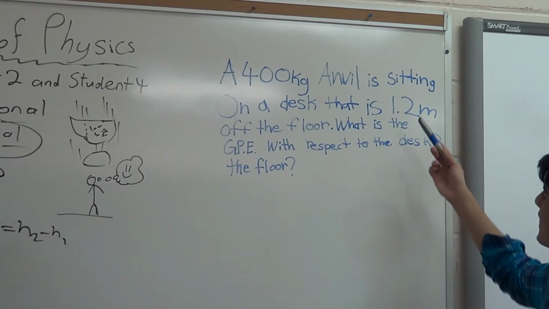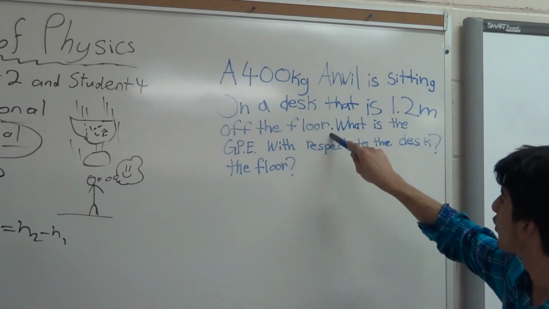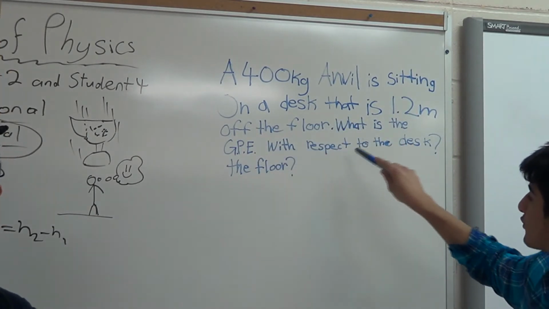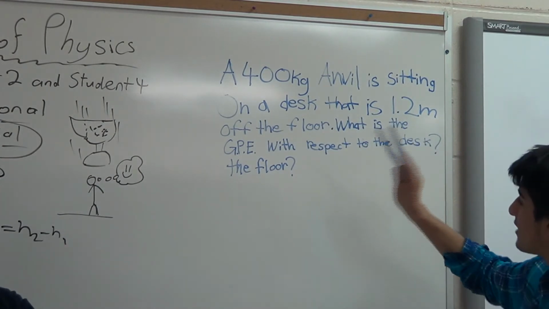Anyways, it's on your desk. It's 1.2 meters off the floor when it's sitting on your desk. What is the gravitational potential energy with respect to the desk and the floor?